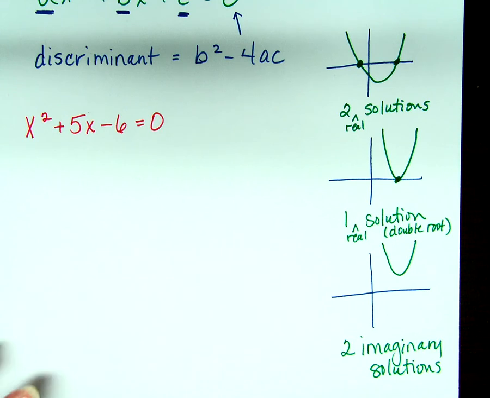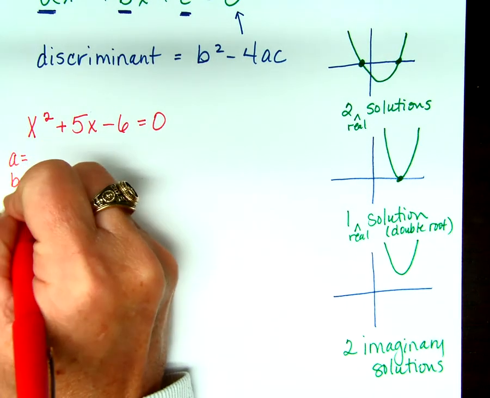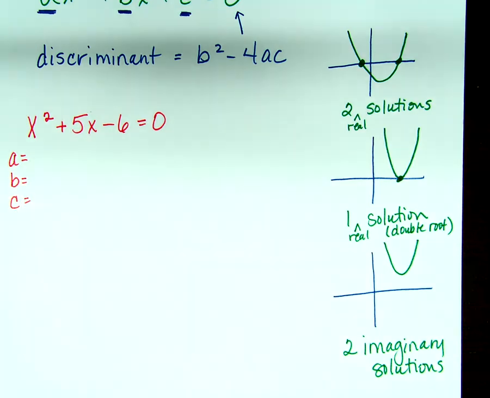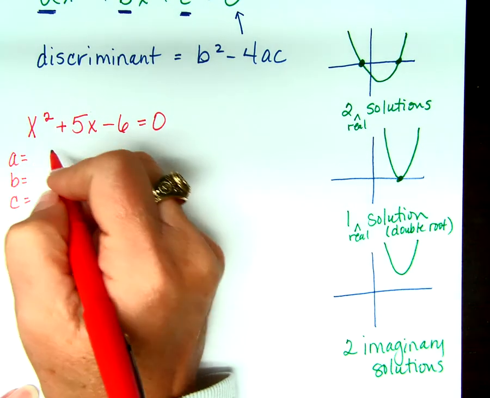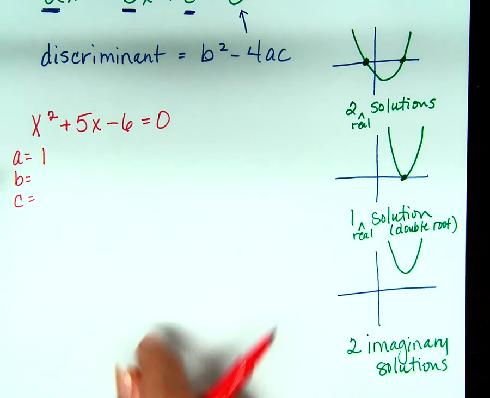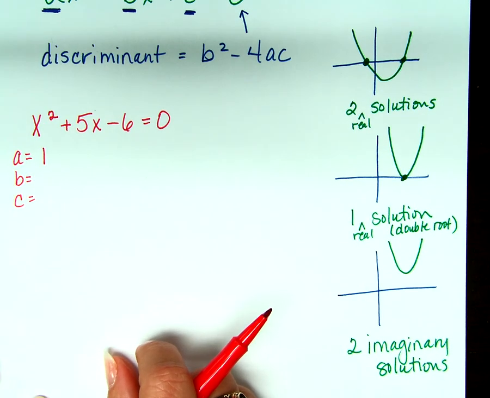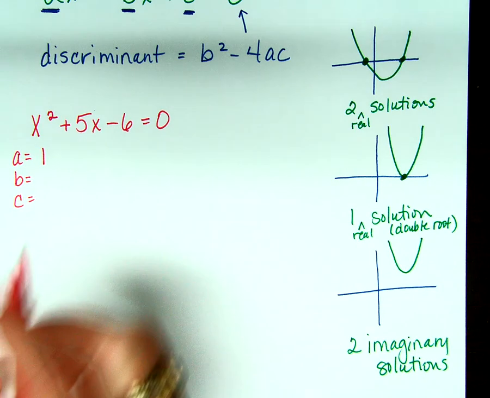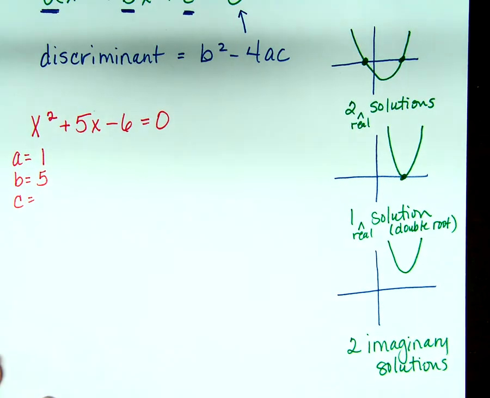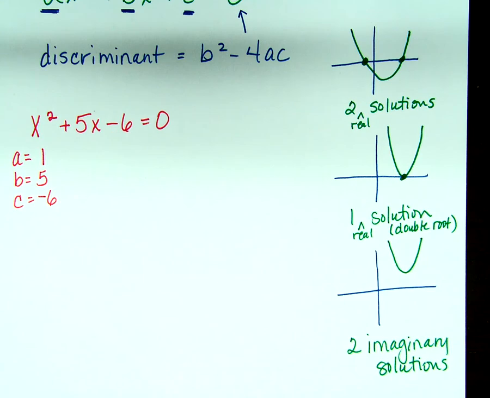Okay? So first thing we need to do is identify our A, our B, and our C. A equals what? 1, right? If it was 0, it wouldn't be there because 0x squared is just 0, and then it's not a quadratic anymore, right? Okay. What about B? 5. And what about C? -6. Very good catch. You got to keep the signs with the numbers, right?